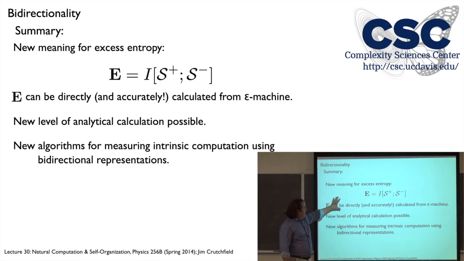So anyway, the practical result is that we can directly, in closed form, calculate these quantities from an epsilon machine. Interestingly, we have to use the reverse epsilon machine to help. So basically anything we want to calculate, we can get analytically now. And there's a set of algorithms. There are a few gotchas here. Might talk about it next week.